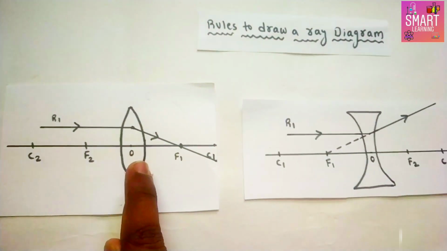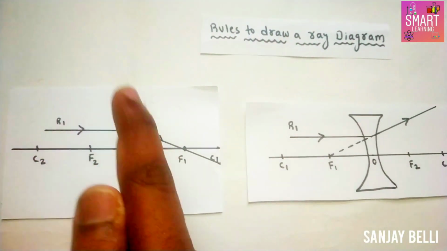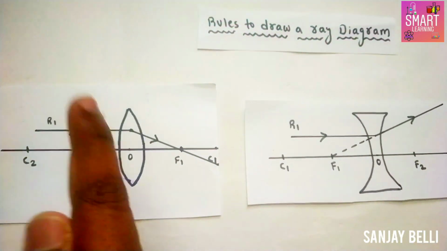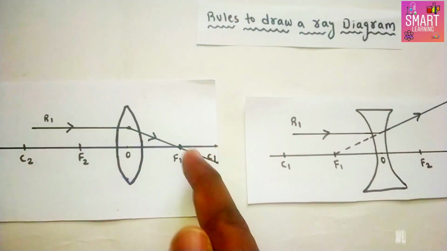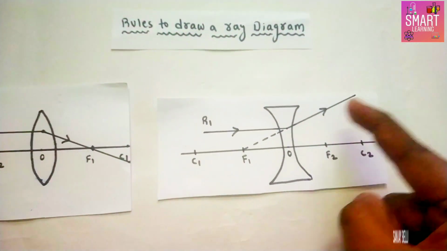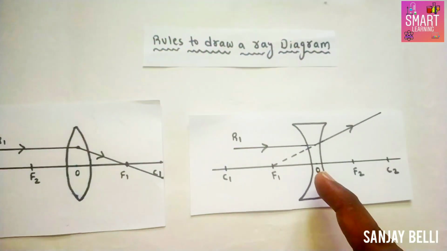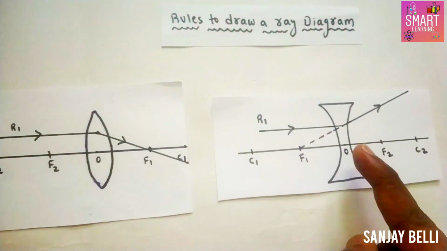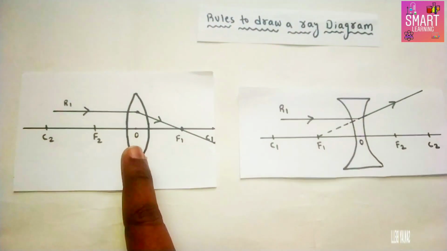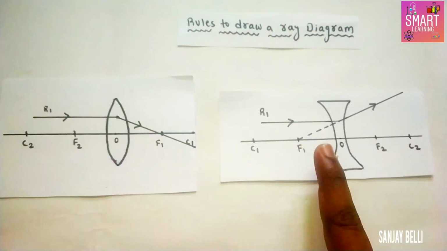Convex lens is also called a converging lens. You can observe that when light rays fall on the convex lens, the rays will converge. But in case of a concave lens, you can see the rays diverging. So a concave lens is also called a diverging lens. Students, you have to remember very carefully: convex lens is a converging lens and concave lens is a diverging lens.